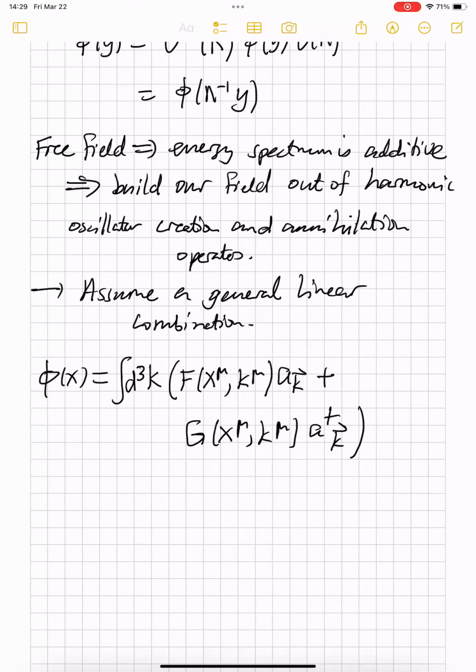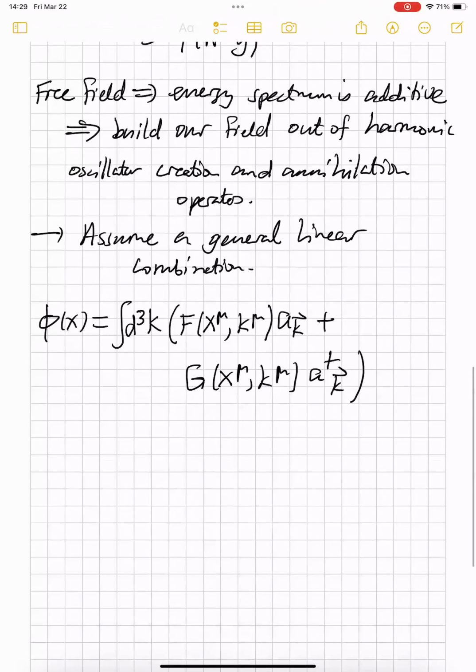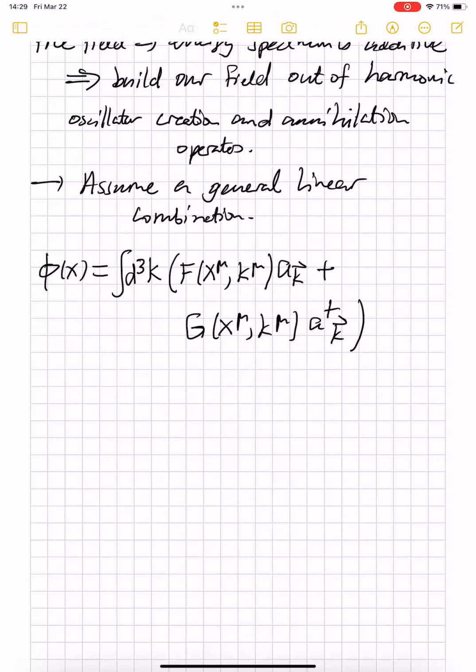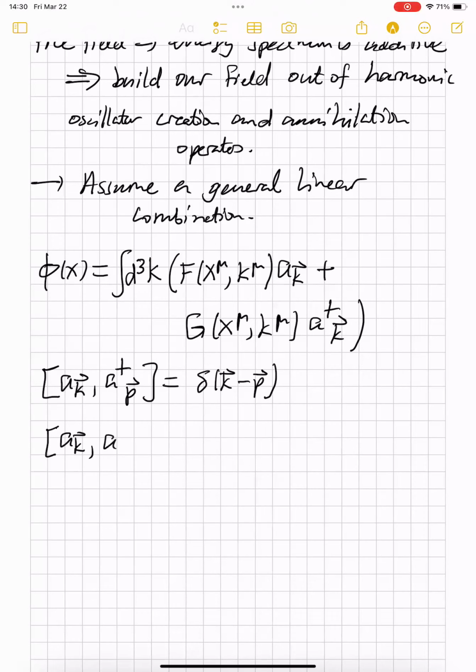We have to say what these oscillators are. Well, these are the normal annihilation and creation operators of the harmonic oscillator. And the way that we specify them, by now this should be familiar to you, we write down some commutation relations. So the commutator between A and A dagger is a Dirac delta. And then the other commutators that we have is that a_k must commute with a_p, and the same thing for the daggered operators. Okay, good. This is what we want to write.